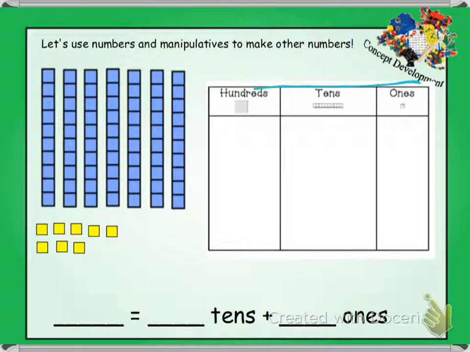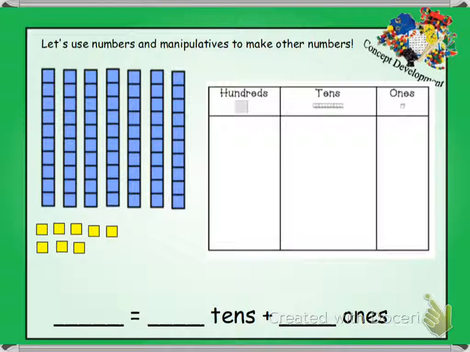So first, I want to look at this place value chart. Because we normally look at this place value chart, and we normally only see this part. Well, I added another component, or another piece of this place value chart, which is the hundreds place, which is where we're going to put our hundreds. So first I want to look at what we have over here.